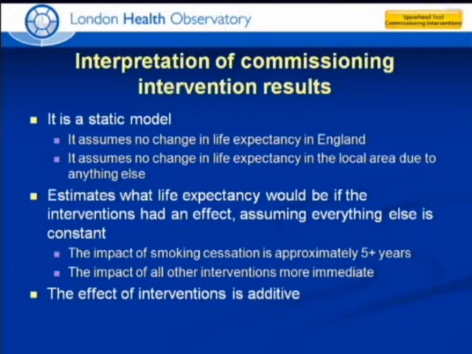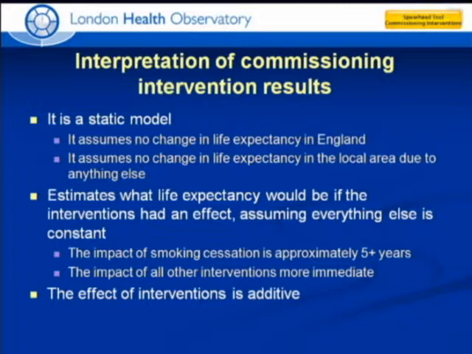And lots of people have asked us about the timing of the impact. The model is essentially a cross-sectional model, but we know that the impact of some things will be quicker than the impact of other things. So for smoking cessation, we think it's approximately 5 years before you'll see any change in mortality. But for some of the other things, it's more immediate. So infant mortality, for example, if that reduces by 10% next year, the impact on life expectancy will obviously be immediate.